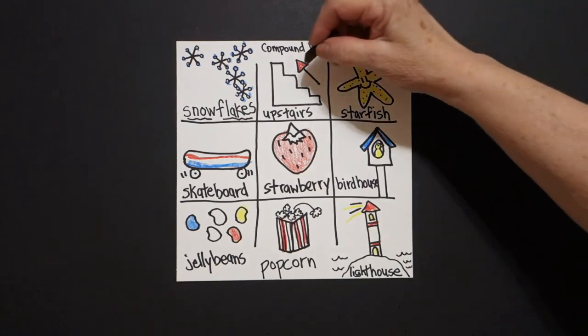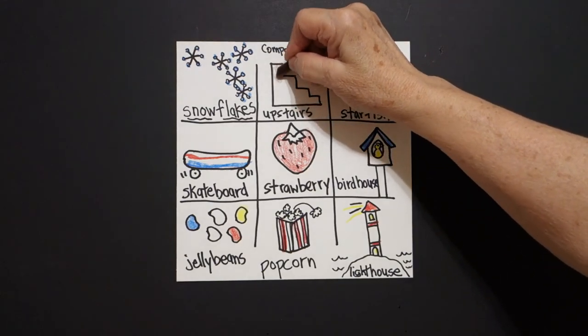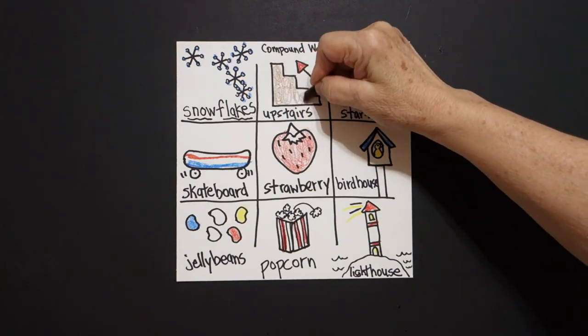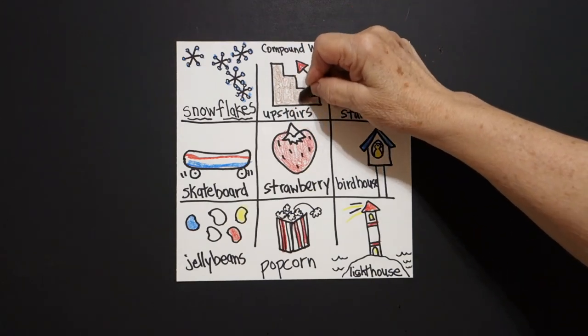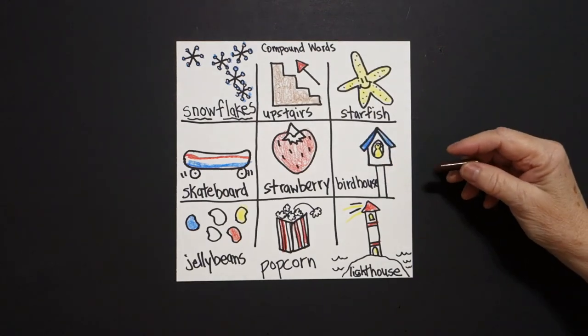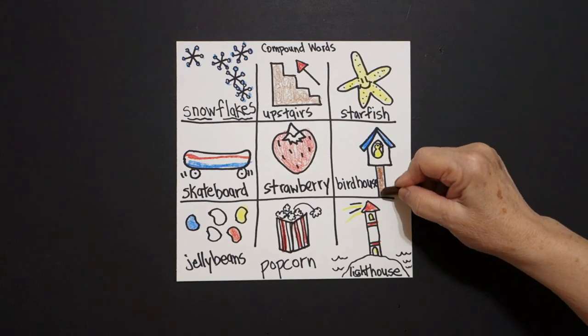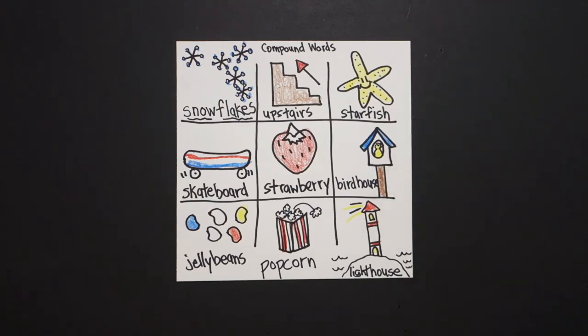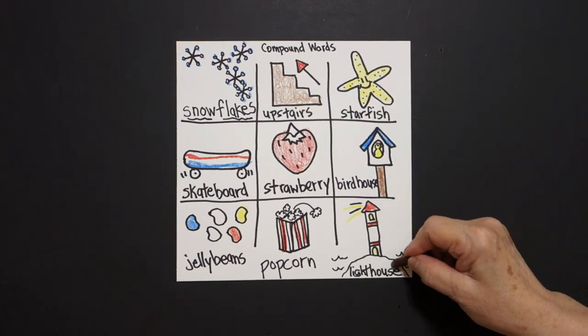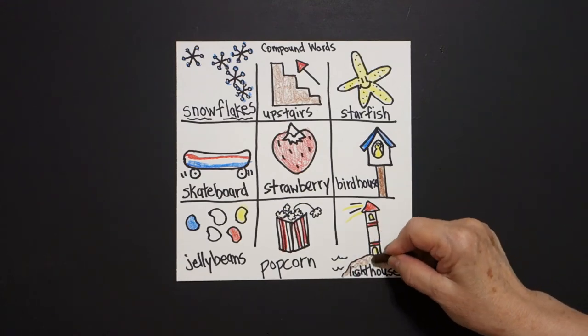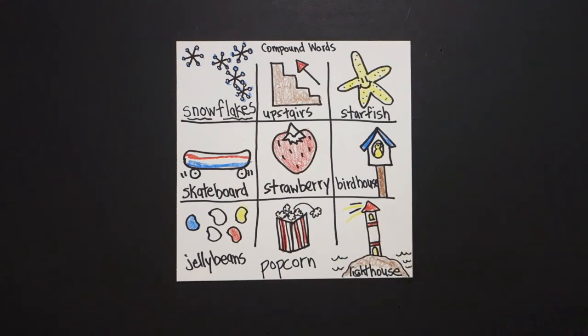Okay? Next, I'm gonna take my brown and color in my upstairs, brown. And I'm going to come down and color the bottom part of my birdhouse. And lightly color the space for my lighthouse, okay?